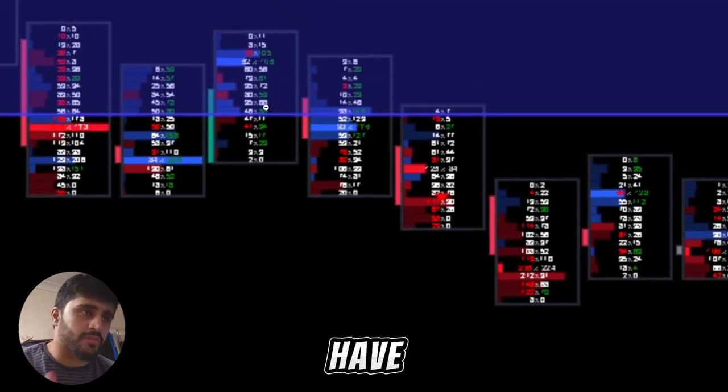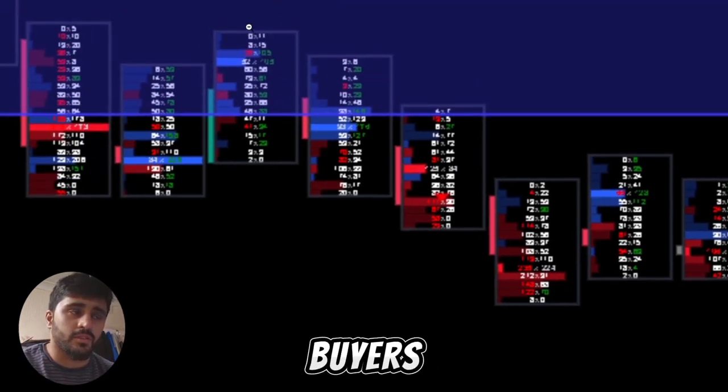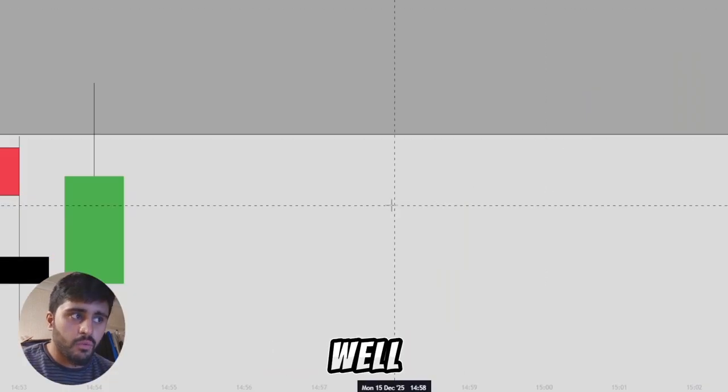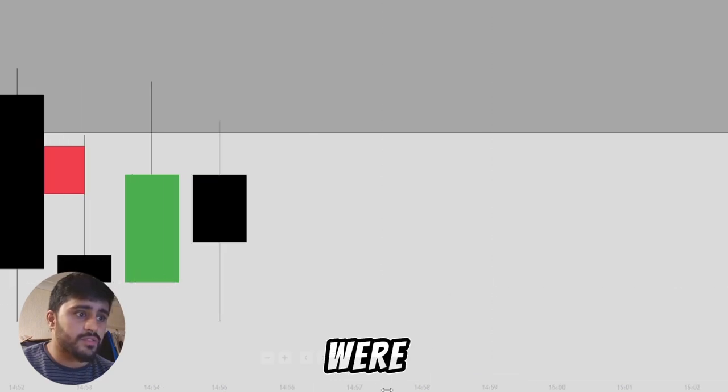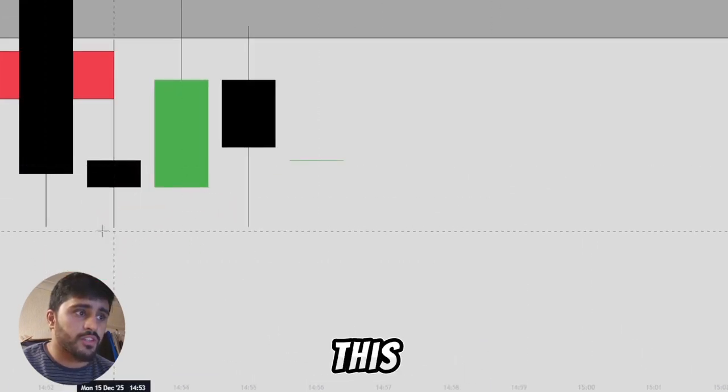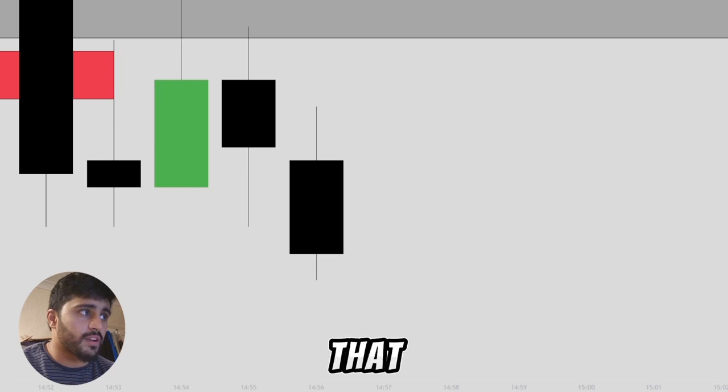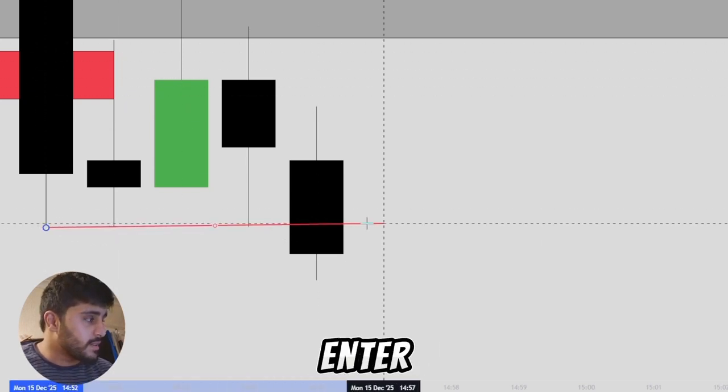So the question you have to ask yourself is, there's a lot of buyers over here and here as well. Were those buyers successful? If there's lots of buyers here, I don't think they were successful, as we got below this red line. This is the break line that I spoke about earlier. So this was the initial break. This is where you look to enter.